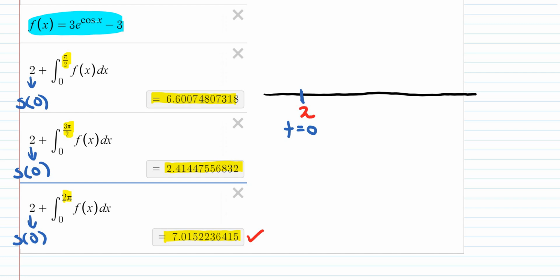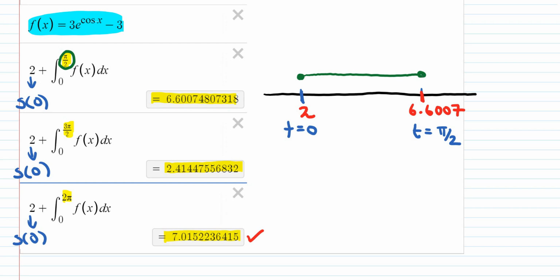And then at pi over 2, that's going to be a time value a bit later on in the problem here, but at time t equals pi over 2, the particle is moving away, and it's now at a position of 6.6007. Okay, so the particle started here, has an initial value of 2, and after pi over 2 seconds, it's moving away, and it has a position of 6.6007.